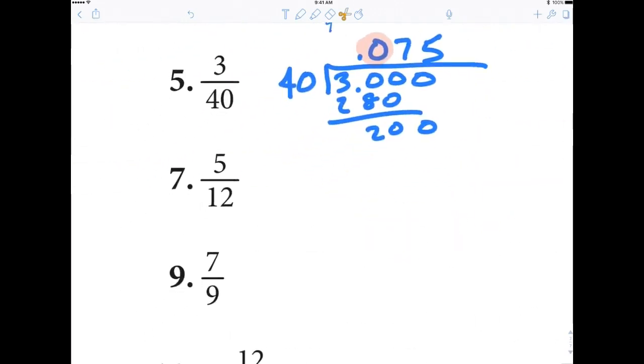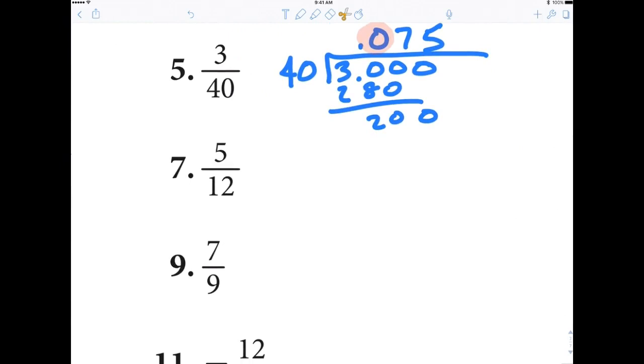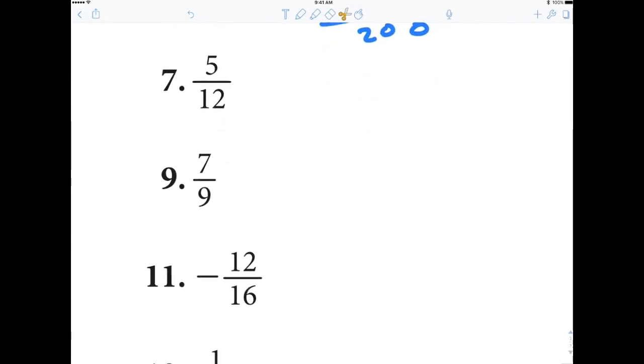Let's check out number 7. Oh, it's another kind of a bummer. Let's go to 9. We should know what 9 is. 0.7 repeated.